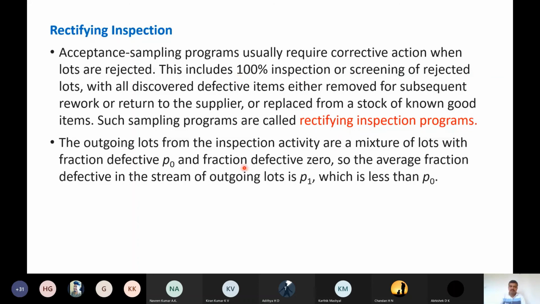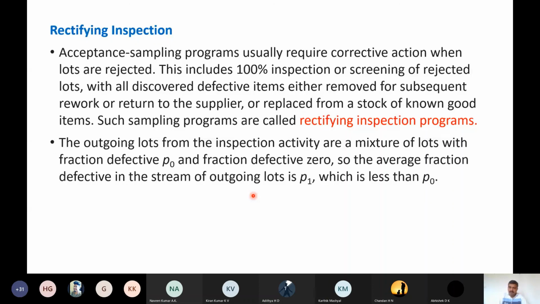The meaning of this is, suppose you supply 100 lots. Out of 100 lots, the consumer accepted 95 and rejected 5. You implemented the rectifying inspection program for these 5 rejected lots. You replaced all defectives with good quality units. Once again, you will resupply the same lots to the consumer. Now the consumer will accept because there is no defective. Even if you go for acceptance sampling, even if you pick some samples and test, you will not get any defective because you already performed 100% inspection on these lots.